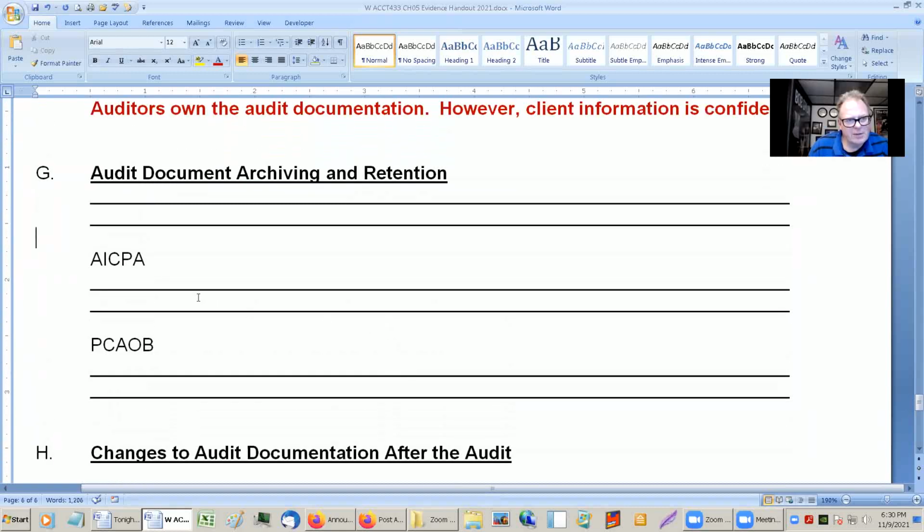Okay, audit documentation archiving, I should say.